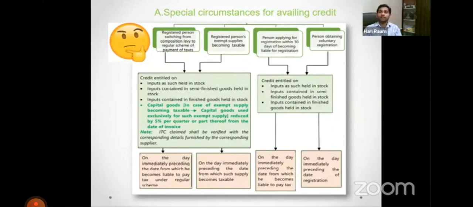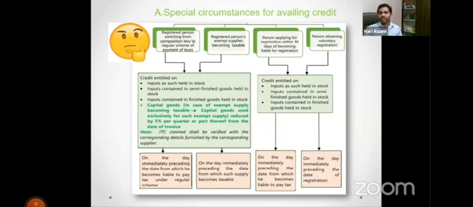Special circumstance for availing of credit. Those first four cases: now I am switching to a regular scheme or becoming a taxable supplier. We know that a wholly exempt supplier need not get registered. Whenever I supply taxable goods, I need to get registered as per my turnover in the respective states. In this case, we have to discuss two things: one, what all needs to be credited, and two, how much needs to be credited.